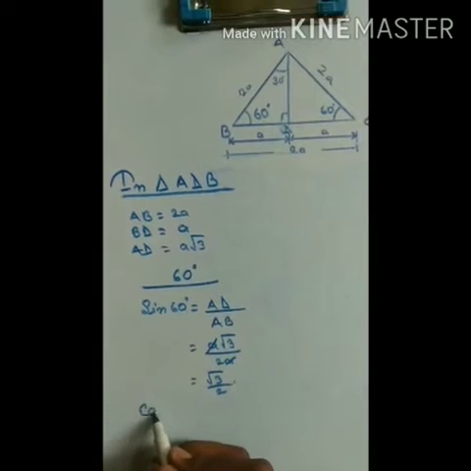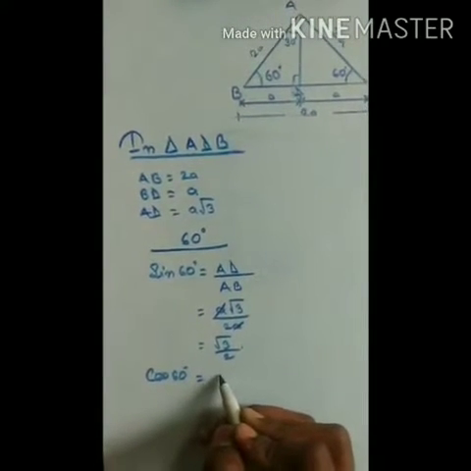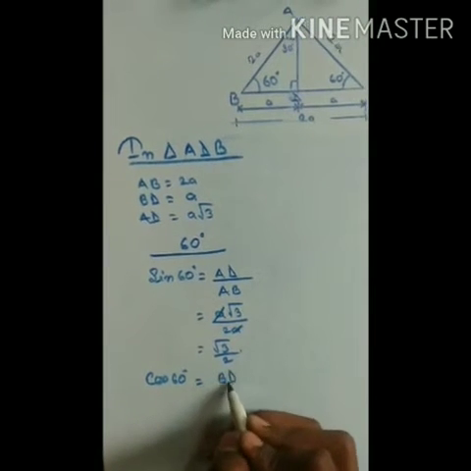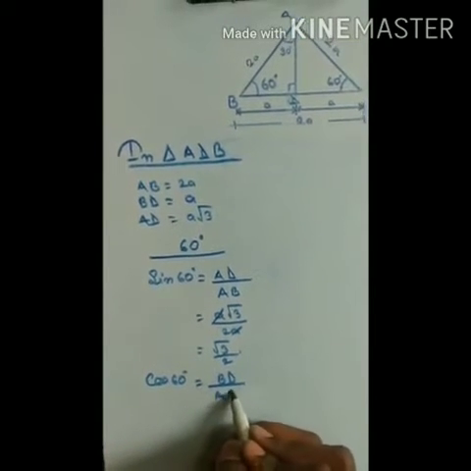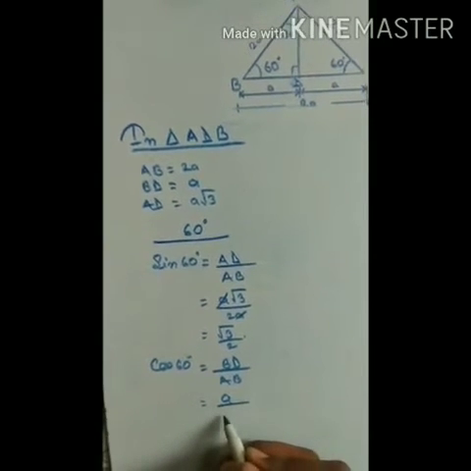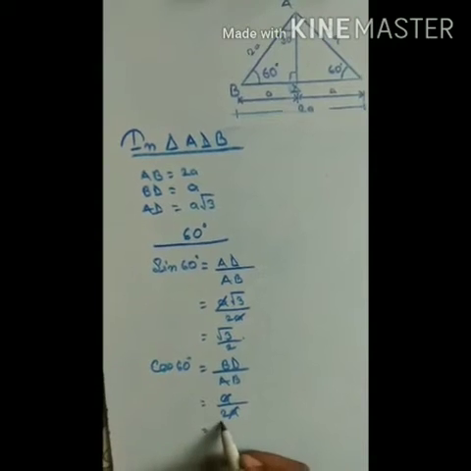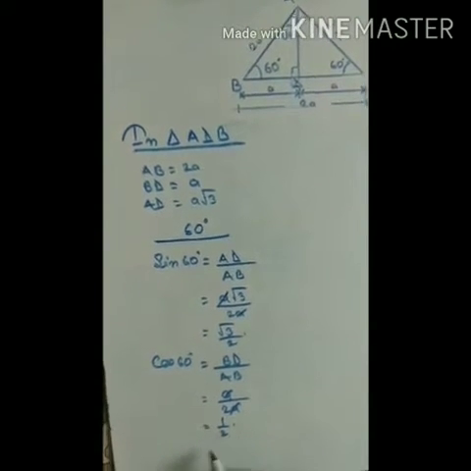Now come to cos 60 degree. Formula is your BD by AB. BD is equal to how much? A, and AB is 2A. A will be cancelled, equal to 1 by 2.